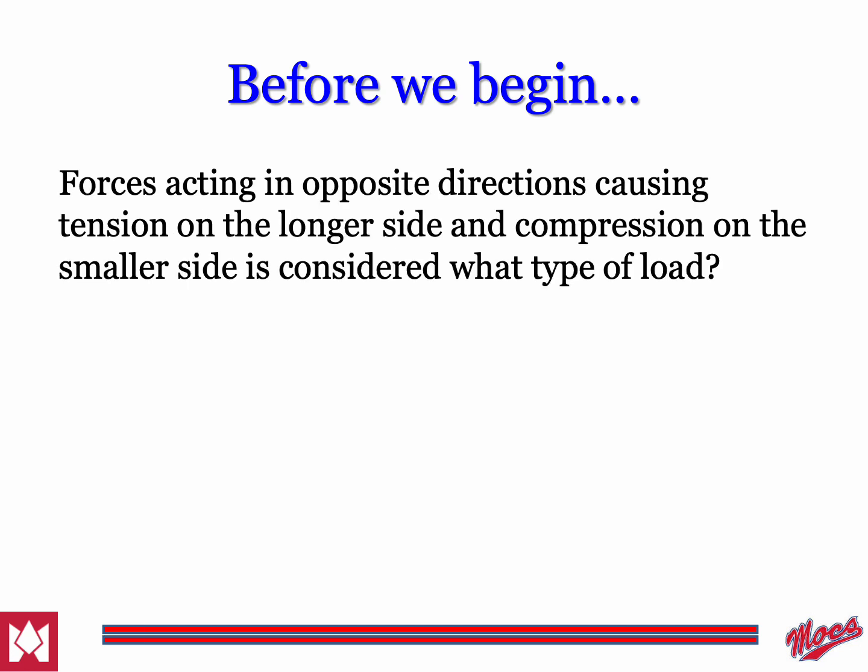Forces acting in opposite directions, causing tension on the longer side and compression on the smaller side, is considered what type of load? In this case, we have three forces total. Two of them are going in one direction, one is going in the opposite direction, creating compression on one side and tension on the other, and that, of course, is going to be bending.